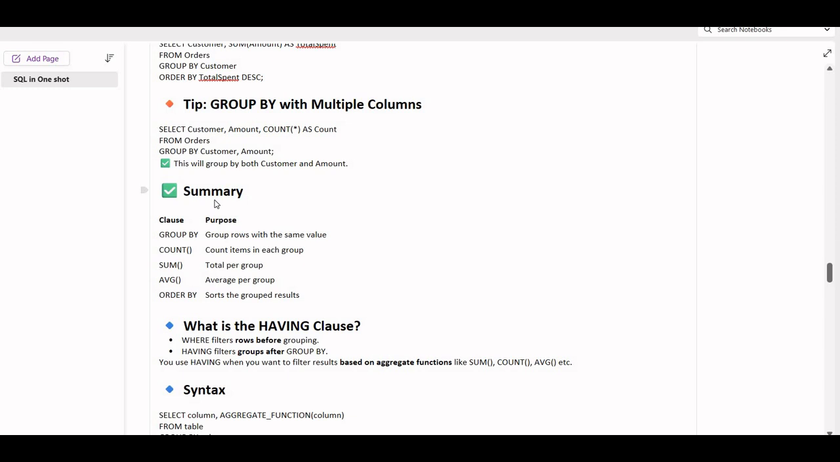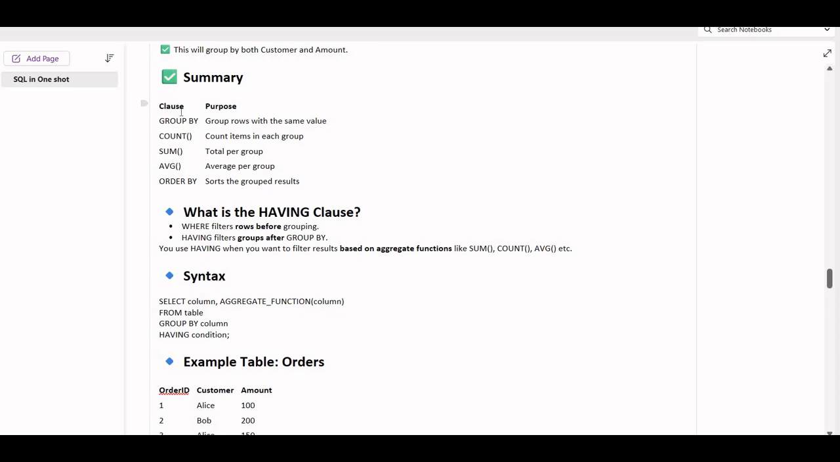Next, group by with multiple columns. How to use multiple columns: if you have to display multiple columns in an output, select customer, amount, count star as count from orders, group by. So the columns apart from the aggregate, meaning customer and amount. Okay, so you can see here the summary.